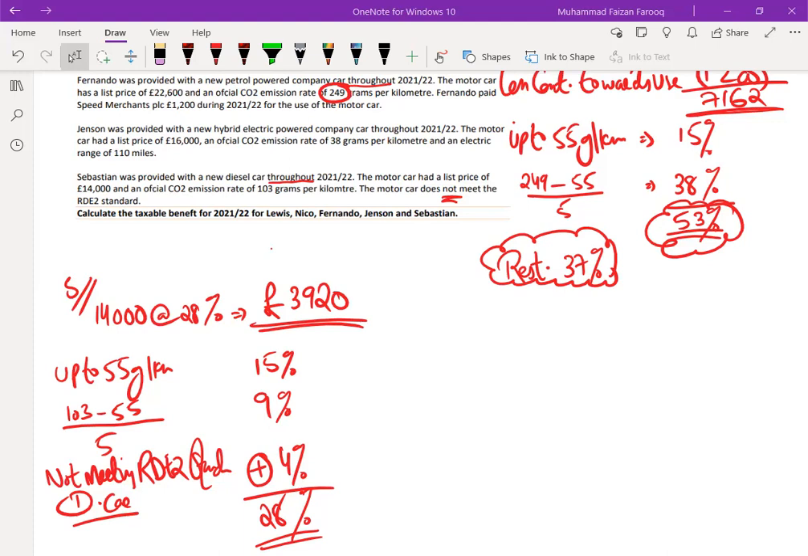You cannot say, sir, for petrol it is 37, so for the diesel car not meeting the standard, we are going to add 4% to the maximum cap. No, the maximum cap will remain the same, which is 37%. Any questions? Please note it down. So if a car is petrol or diesel powered, whether meeting the standard or not, 37% remains the maximum. Yes.